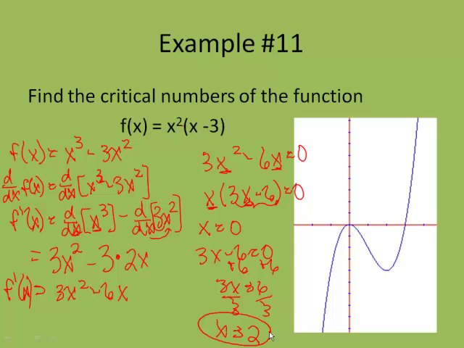What you're going to notice is, if you look back on this function, this is our function right over here, x squared times x minus 3. If you look at the values x equals 0 and x equals 2 on this function, what we have just found were the values for which the slope of our tangent line was equal to 0. In other words, our derivative was equal to 0.